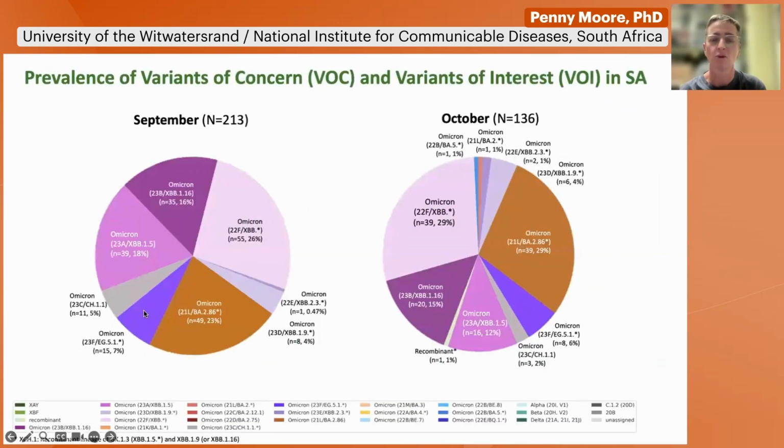South Africa, where I'm based, is slightly different in terms of the profile of emerging sequences here. These are two pie charts examining the clade specification for September and October, based on somewhere between 100 and 200 sequences per month. In these slides, EG5.1 is shown in the purple color, and you can see that in South Africa, it's not the dominant variant of concern currently circulating.